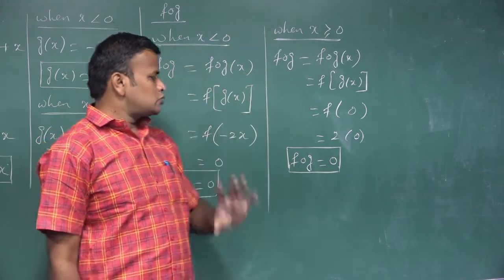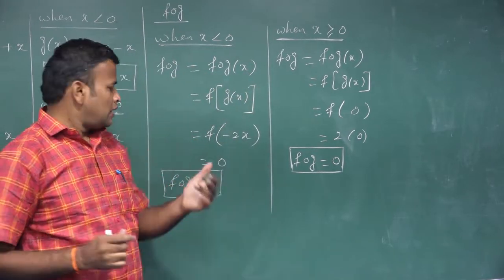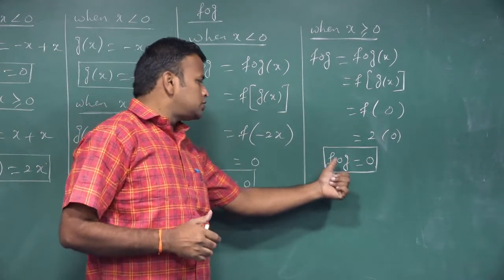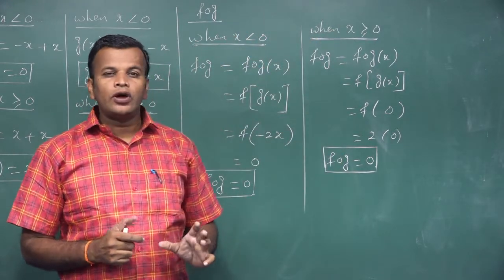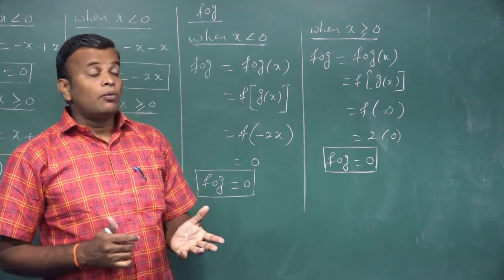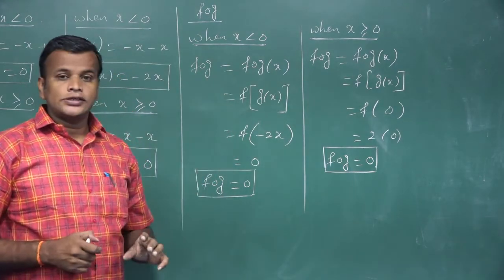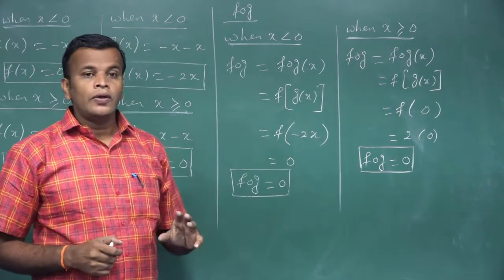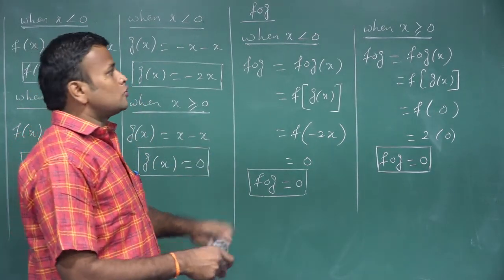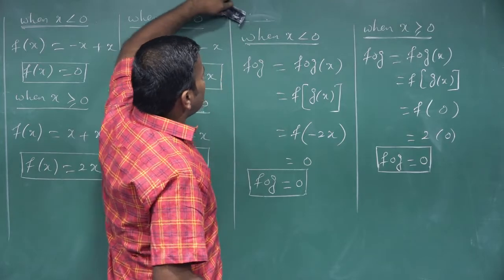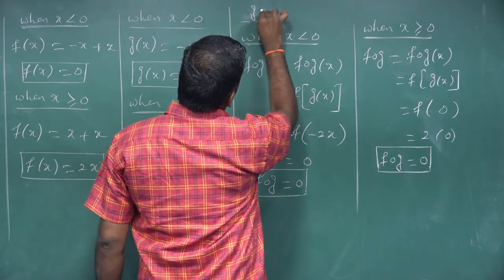So the first case is over. In both the cases, f∘g, when x is less than 0 and when x is greater than or equal to 0, the f∘g value is 0. But to find one more case, we found these two values. Next, to find g∘f also in both the cases. So I write here a heading g∘f.